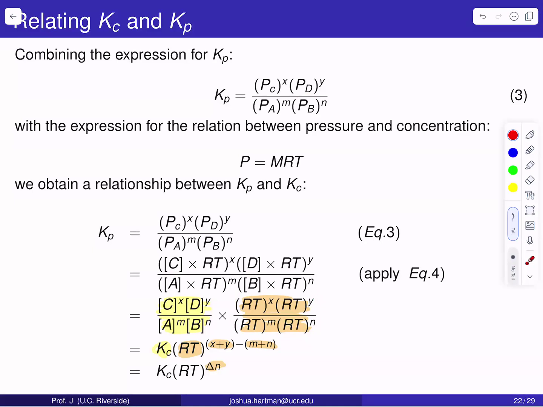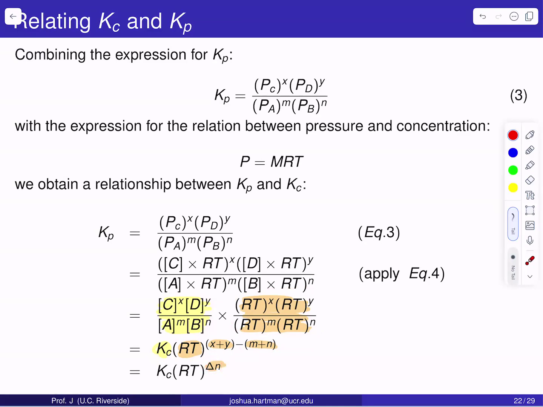So we can put all these terms together. What's highlighted in yellow here is nothing other than Kc, and everything over here highlighted in orange is just RT raised to some power. And that power is simply going to represent a difference in those stoichiometric coefficients between the products and reactants. So it's the products minus the reactants stoichiometric coefficients, which we oftentimes denote by this little delta n term here.